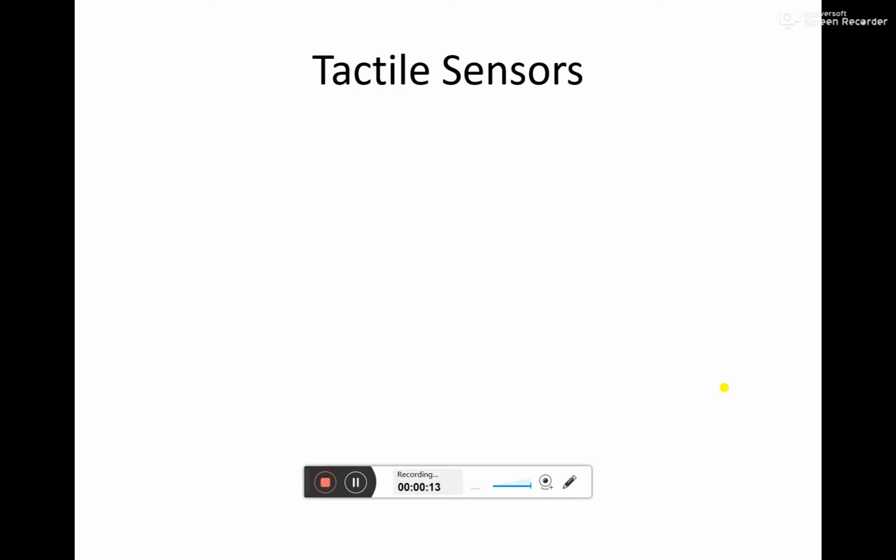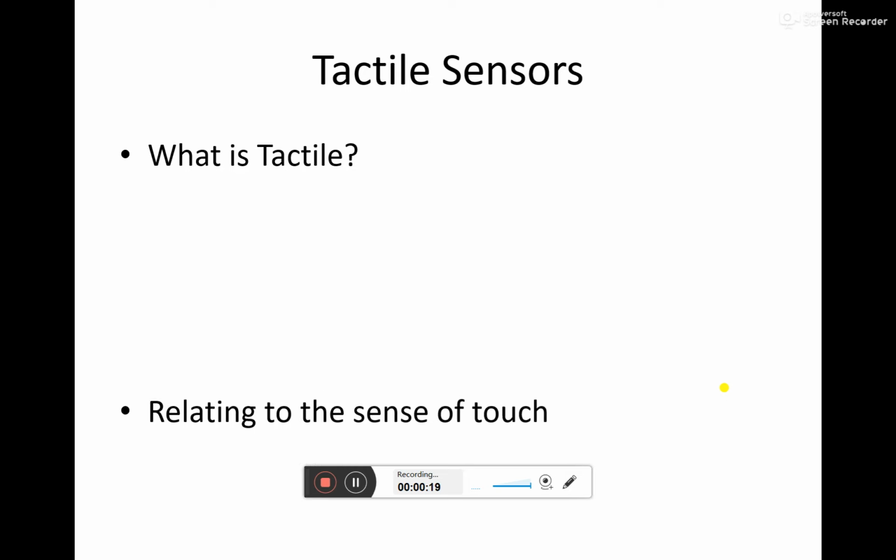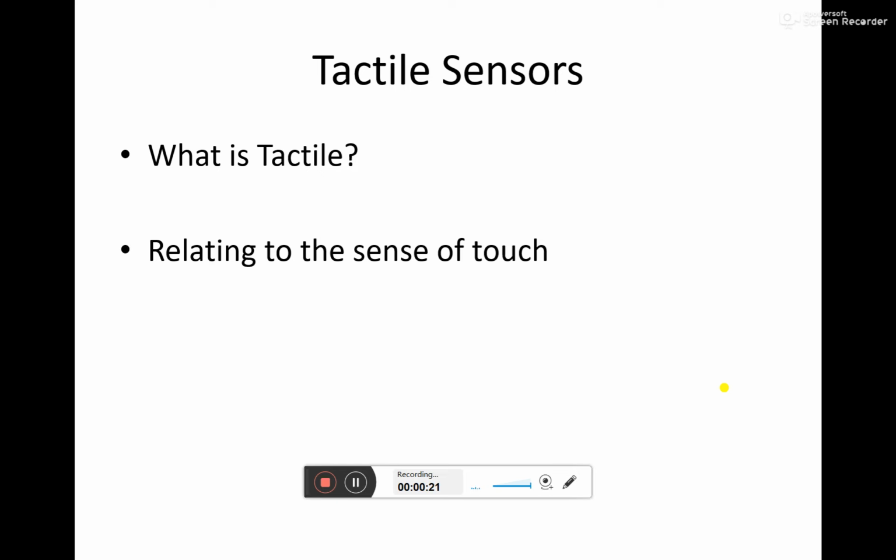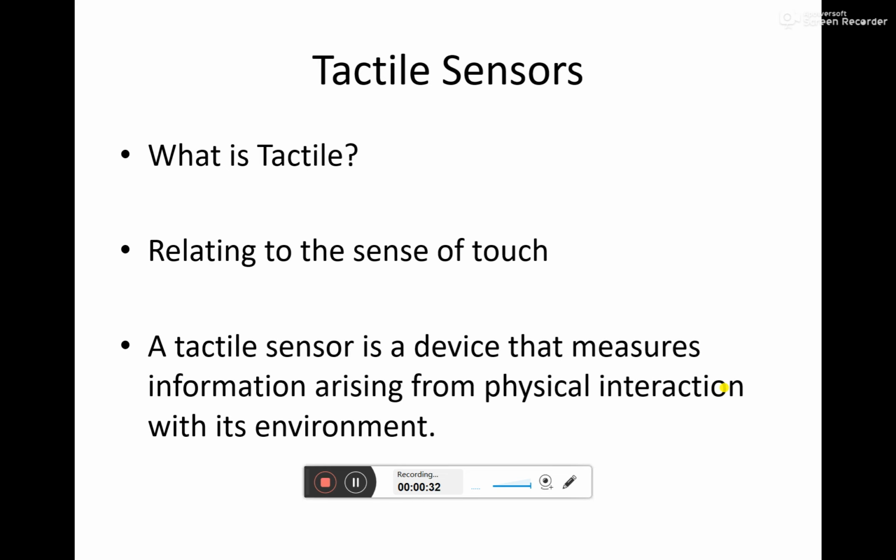Today I am going to discuss tactile sensors. What is tactile? It is relating to the sense of touch. So, tactile means relating to the sense of touch. The tactile sensor is a device that measures the information arising from physical interaction with the environment.